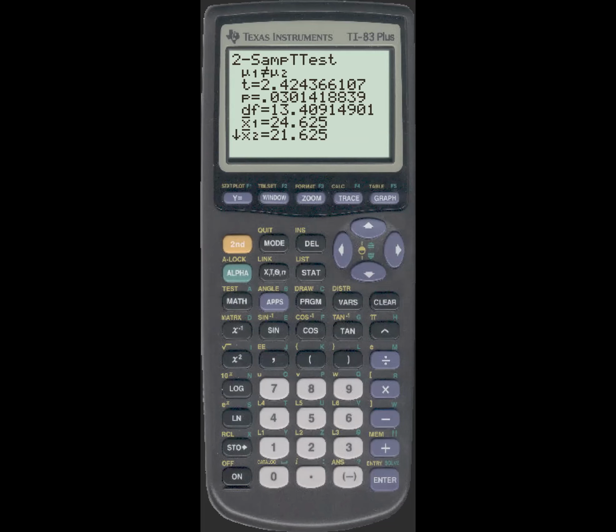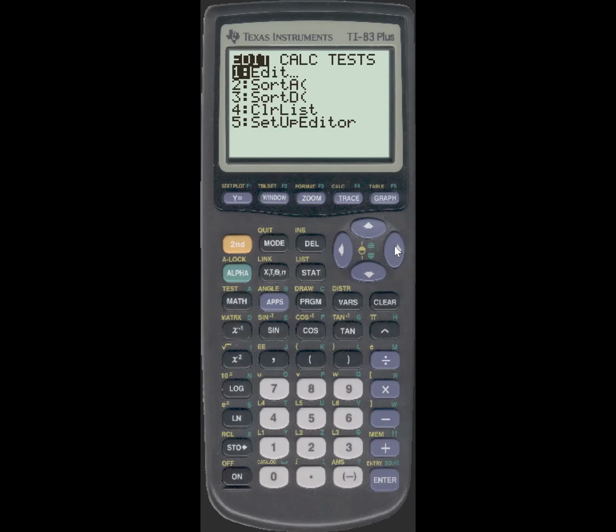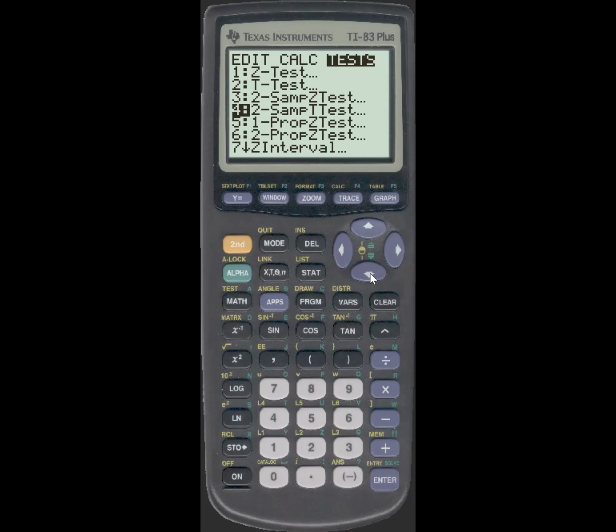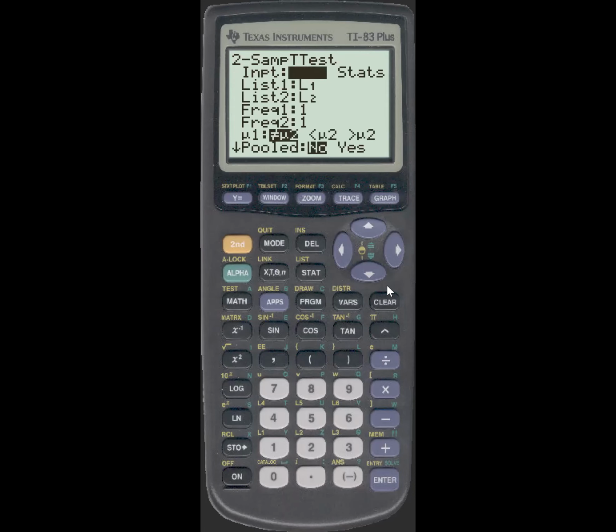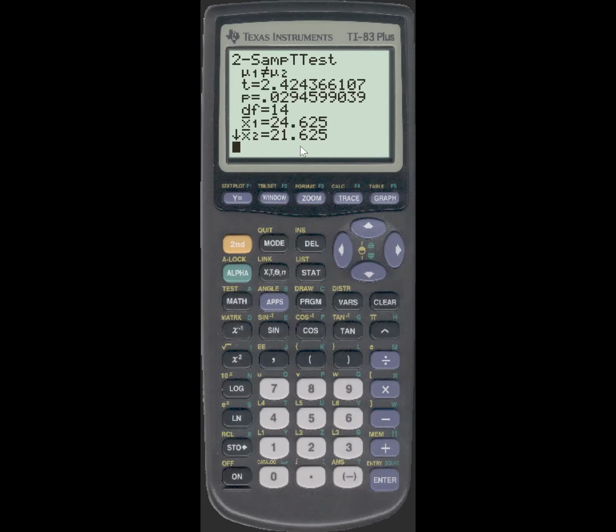I don't like that. Possible we entered the data incorrectly. It's also possible that we were supposed to pool the variances. So let me go back and look at that. Should I try option C? Or no? Not yet. Let me. So the thing I'm changing is this pooled. And that did not impact it. So to me, that suggests that maybe we entered it wrong.